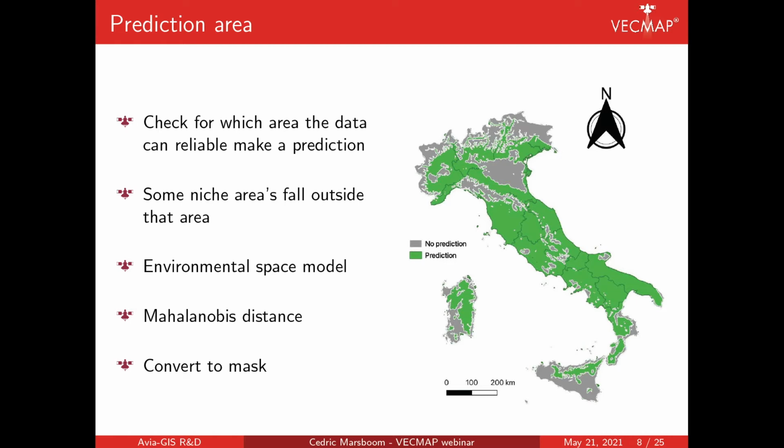So the mask, if you are doing quite substantial modeling, also will help reduce calculating time, stuff like that. So for this one, I just used an environmental space model and a technique called Mahalanobis distance, which is based on environmental distance. It's also a technique that is included in VECMAP to make this type of analysis.